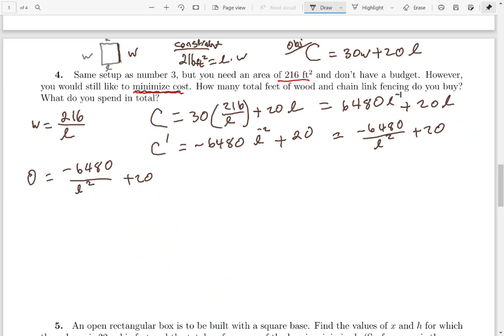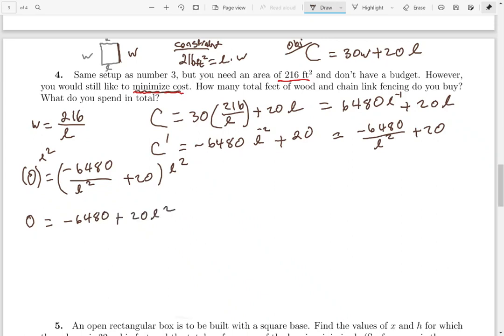Now at this point, of course, we recognize that L can't be 0. That makes sense because if L were 0, then we wouldn't really be building a fence that was a rectangle. We'd build a straight line of fence, and that's not helpful in any way, shape, or form. So since we know that L is not 0, I can multiply everything by my LCD, which is L squared. And so L squared times 0 is 0. Then this is going to be negative 6,480 plus 20L squared.